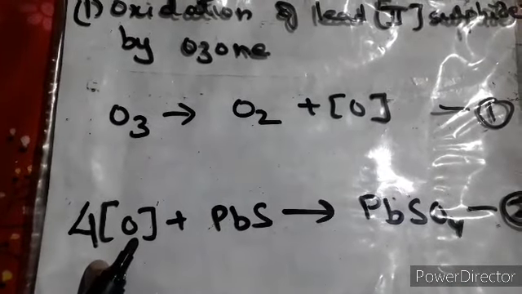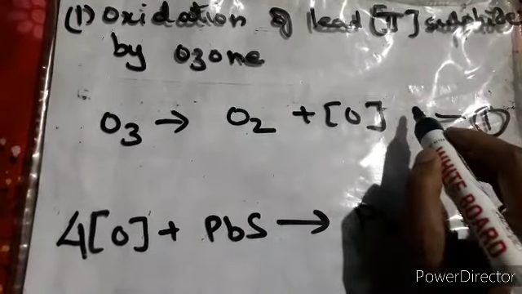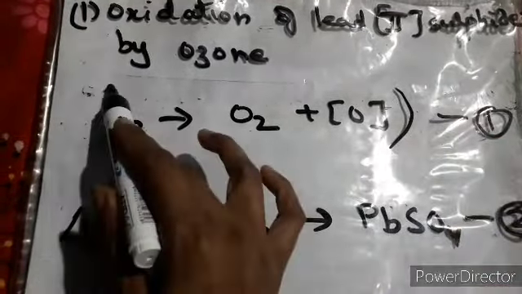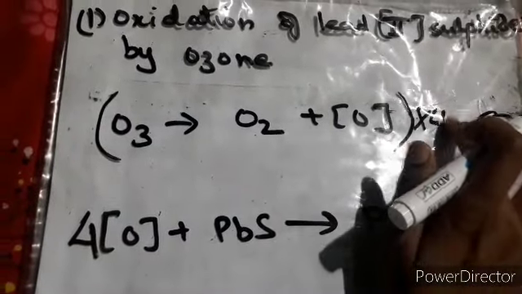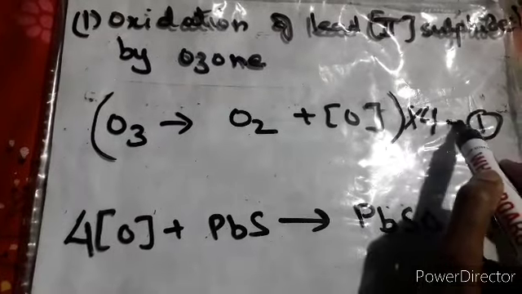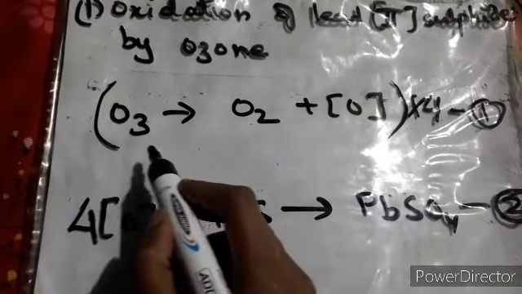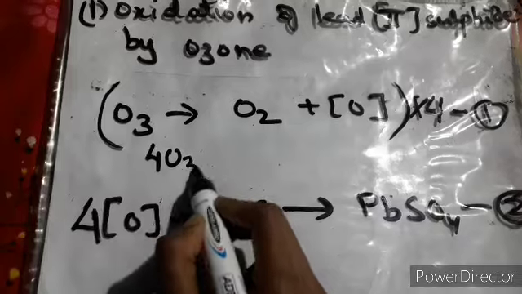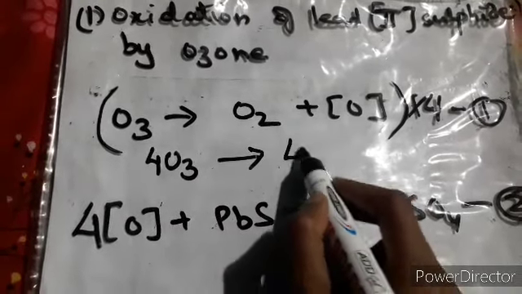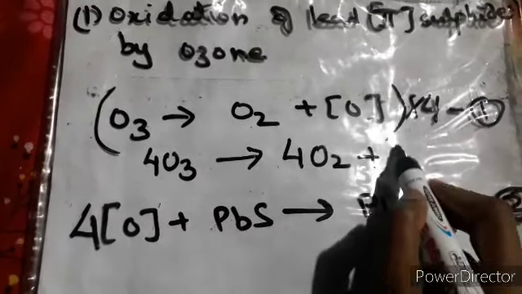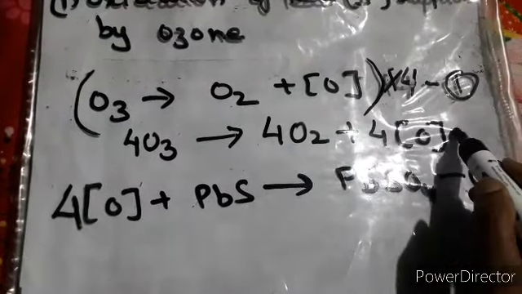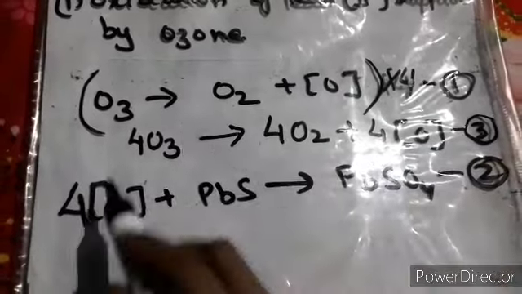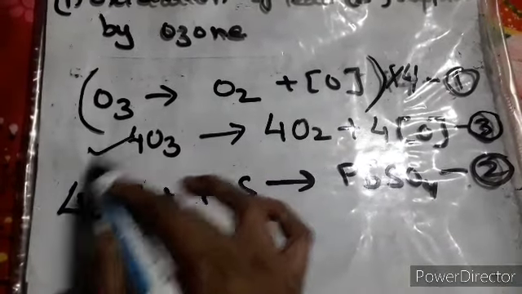Here how many nascent oxygens are there? 4. So to make it 4, you have to multiply this entire equation by 4, right? So now the equation changes, the above equation will be changed. This will be 4O3 gives you 4O2 plus 4 nascent oxygen. This will be your equation 3. Now this is the old equation, and you have to focus on these 2 equations.